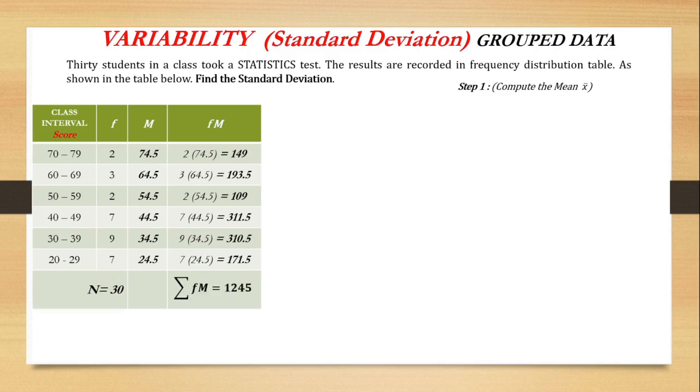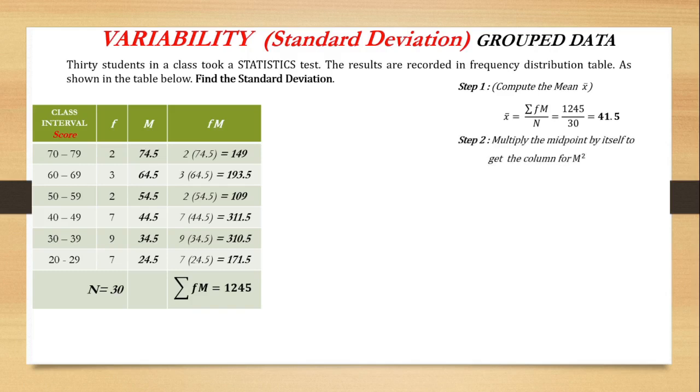And we are going to sum up all the data in the column for the fM. If we add all these values, that gives us the sum of 1,245, which is the summation fM. We need to get the summation fM because in finding the mean, the formula is the summation fM divided by n, where the summation fM in the table is equal to 1,245, and our n is the total of the frequency, that is 30. So when we divide 1,245 by 30, that gives us a mean of 41.5.